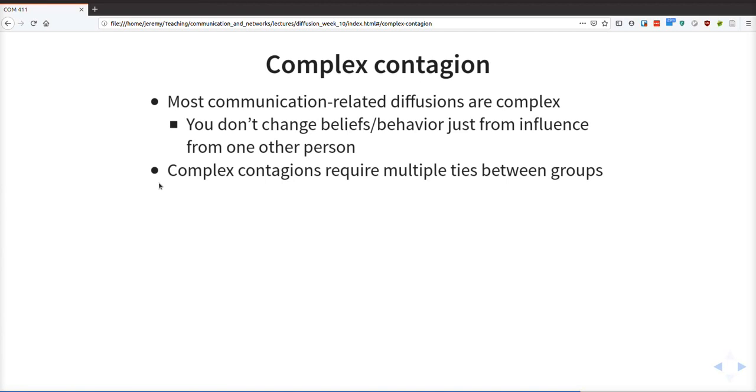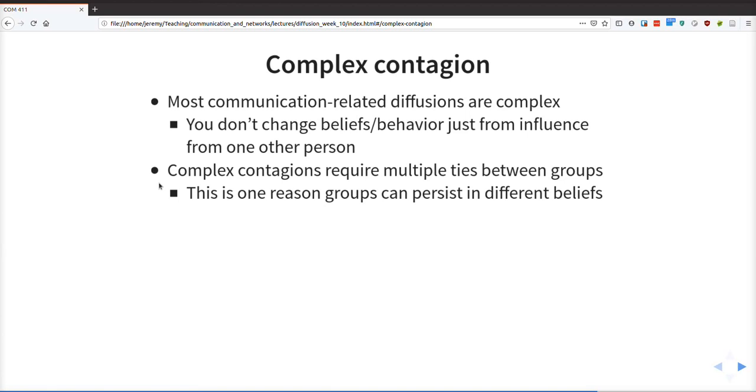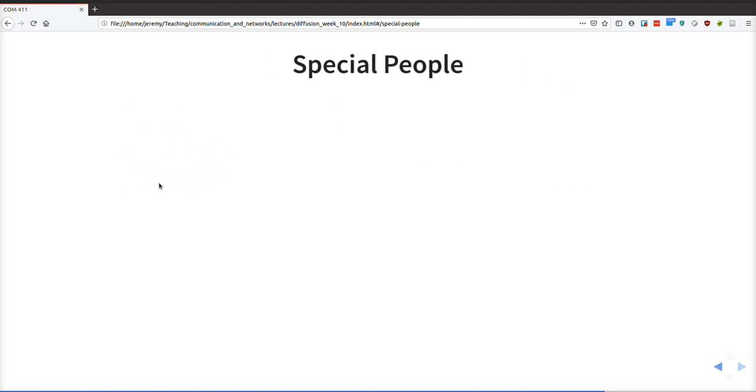So the definition is that they require multiple ties between people, and therefore multiple ties between groups, and in fact often many ties between groups, because you need an individual to be seen by at least two people. So it's much more difficult for complex contagious things to move between groups and across the world. That's one explanation for why groups can persist in having different beliefs or different ways of seeing the world, while we don't see a country or a religious community that just didn't get coronavirus. It can travel so quickly across groups, even with minimal contact. Okay, so those are the main ideas.